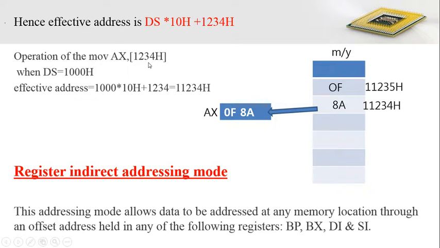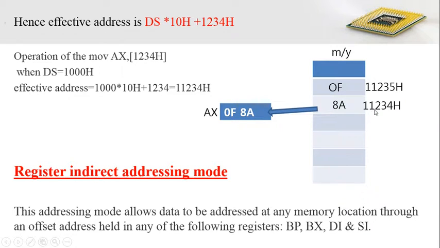Okay, then we can add this displacement value 1234, and the exact physical address here is 11234H. So in the 1 MB memory at location 11234, we have the data that we want to transfer into register AX. Okay, so in the memory starting from the location 11234, the 16-bit information we want to transfer to register AX is available from a starting address 11234 inside the 1 MB memory.